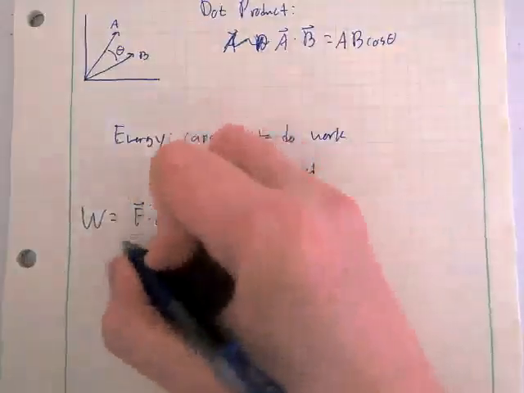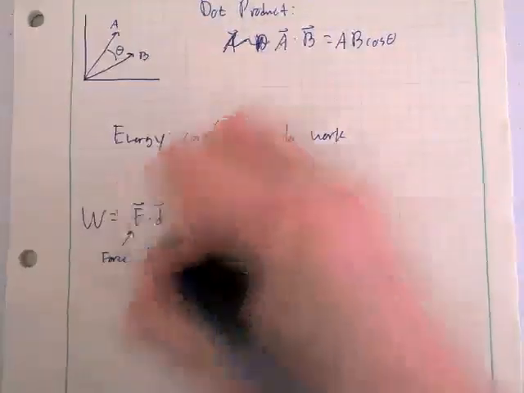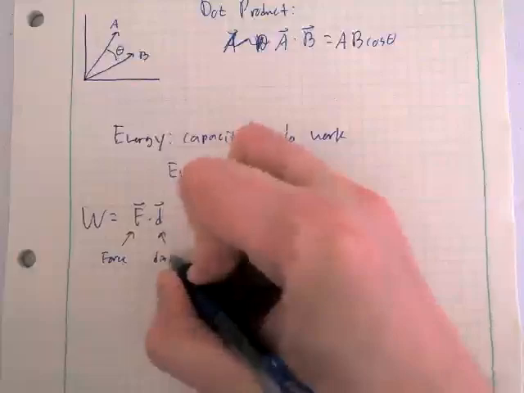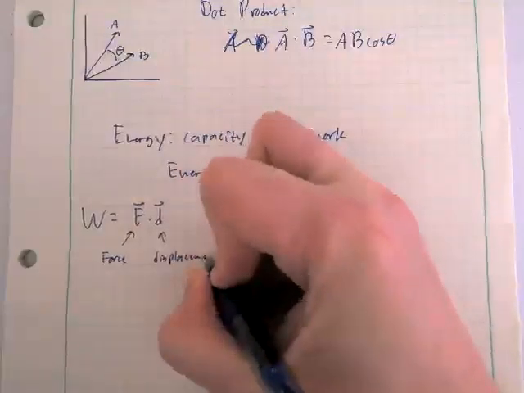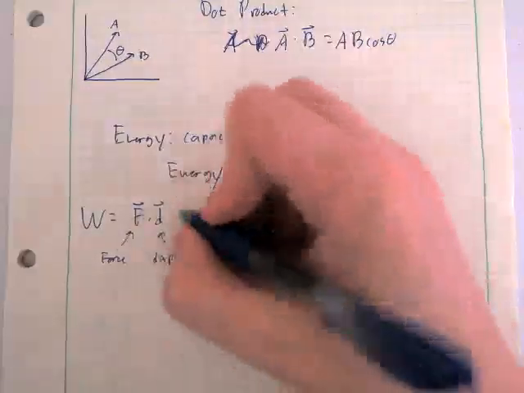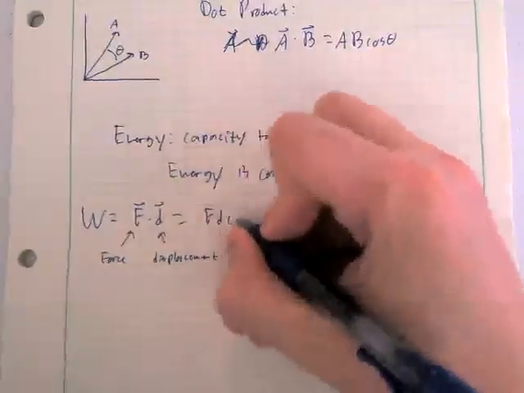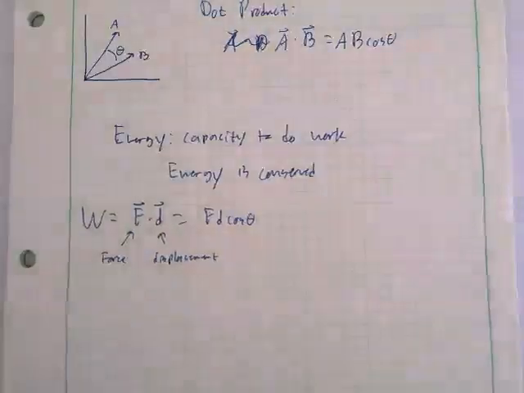So we have force dotted with displacement. So we now know what the dot product is. Thank goodness we know that. So we can say this is, again, of course, just F times D times cosine of theta, right?